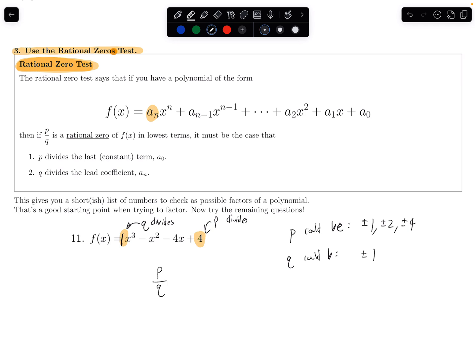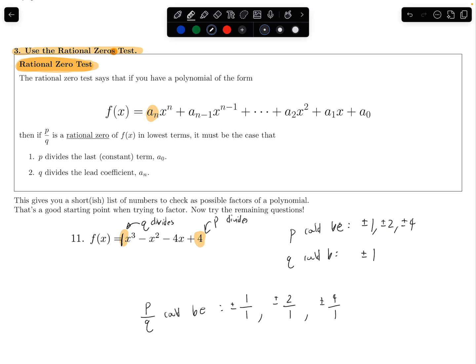Okay, so I'm looking at different possibilities where P is one of these numbers, Q is that number. So what fractions could I make? Here are some possibilities, or I should say, could be. So P could be 1 on the top, and then Q is either 1 or negative 1. So it's plus or minus 1 over 1. That's a possibility. P could be 2 plus or minus, and Q will be 1. Or plus or minus 4 over 1.